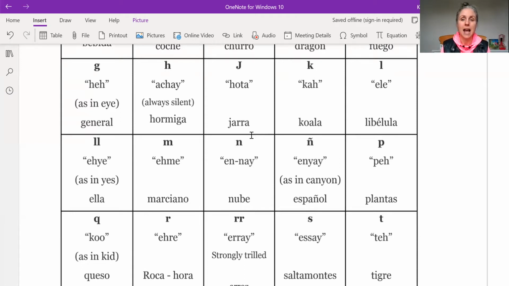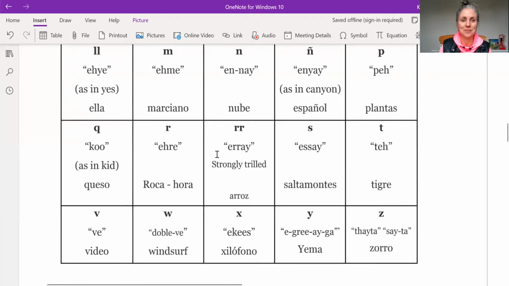P, as in planta. Planta, which means plants. Nearly coming to the end. Okay, then we have the letter Q, which is a Q. Q. And the example I've given is queso. Queso, which means cheese. And the U after a Q in Spanish is silent. So that's not pronounced queso, it's queso.